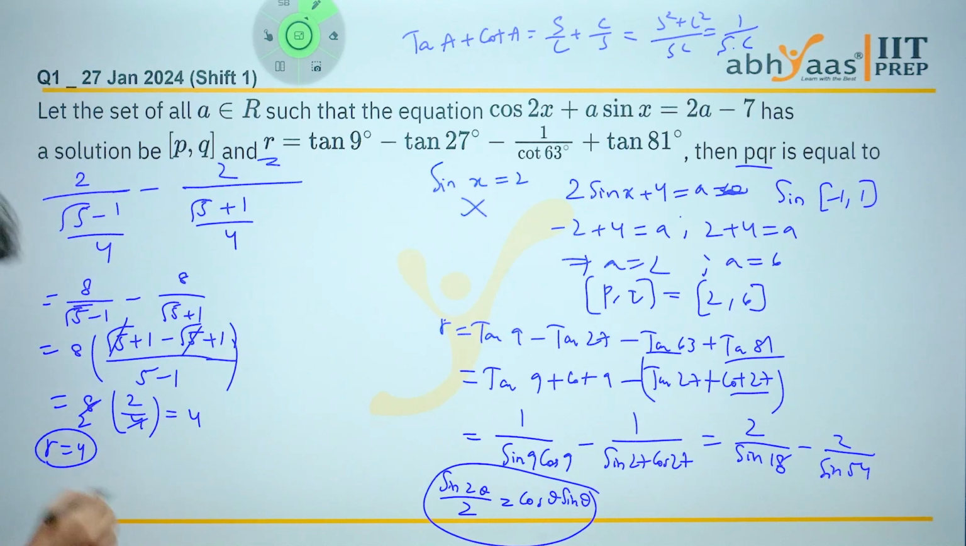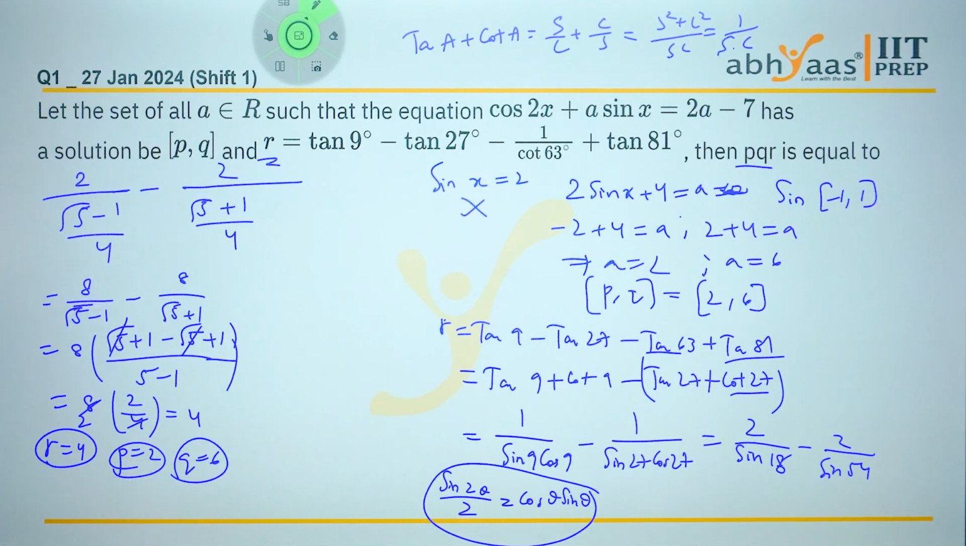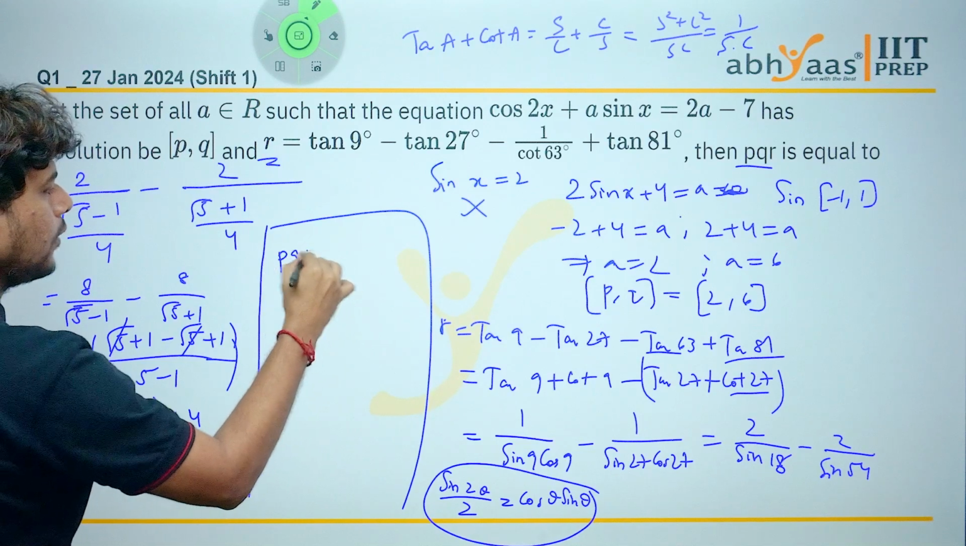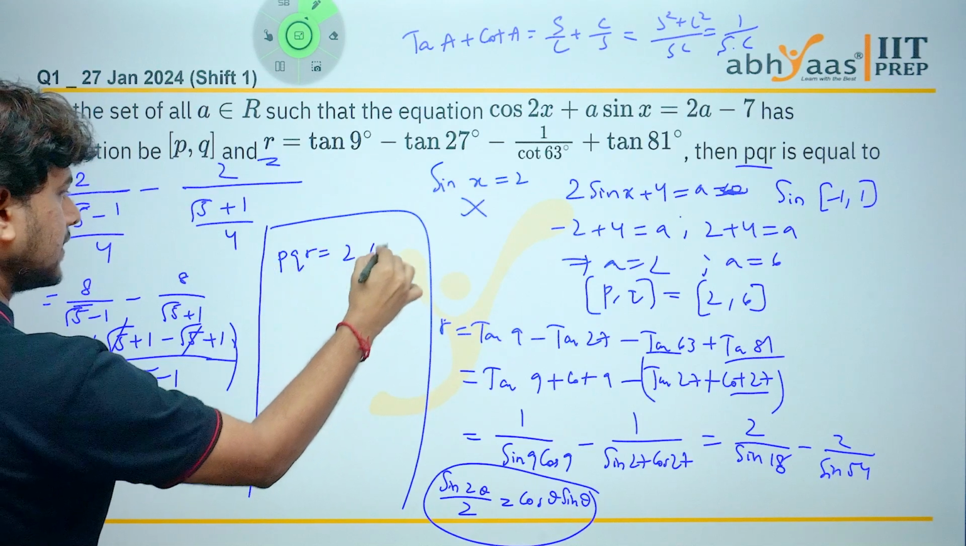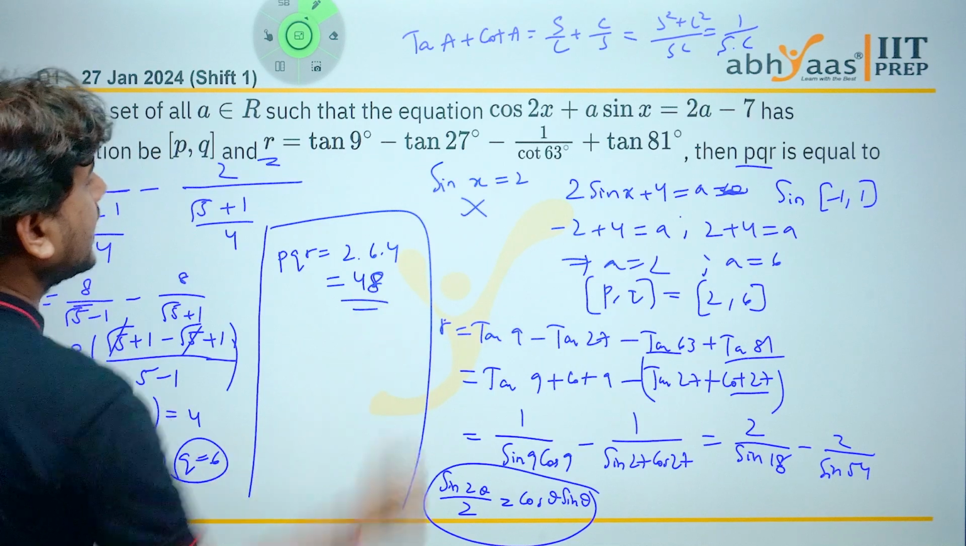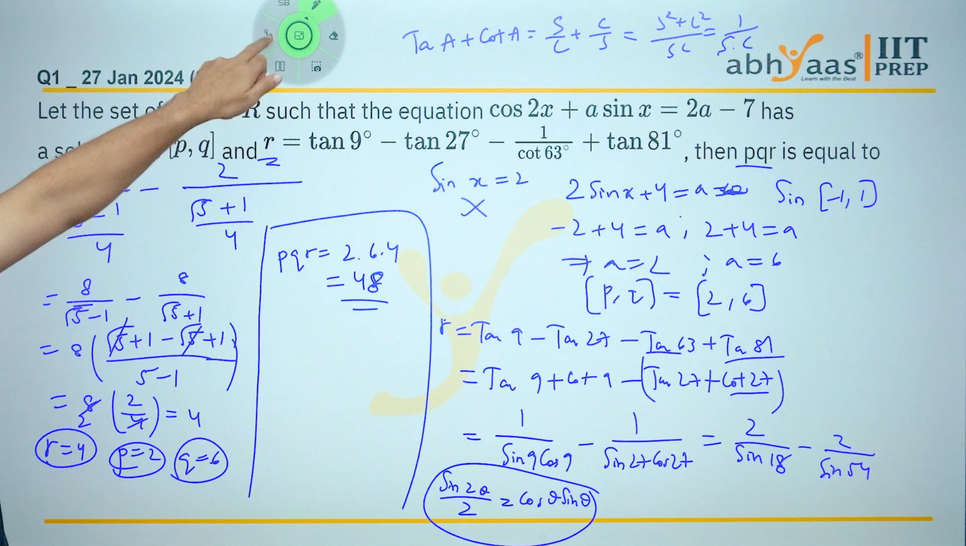The r value is 4. The p value is 2 and the q value is 6. We need to find pqr. pqr equals 2 into 6 into 4, which is 48. So 48 is our final answer. Okay guys, let's move to the next question.